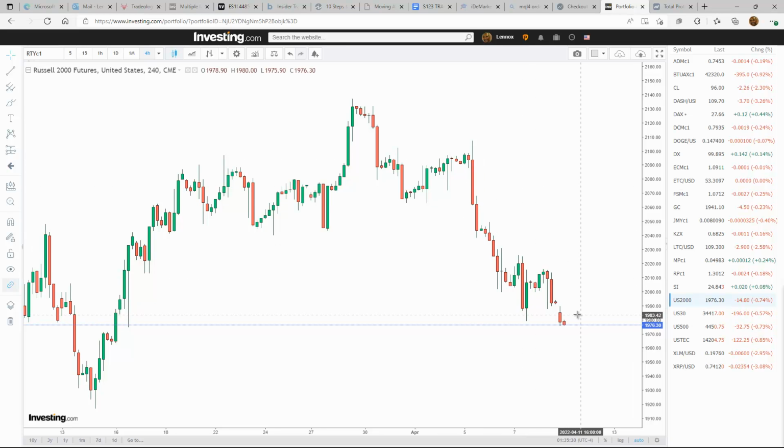The Russell also super weak and heading south as well. So opportunities to trade those to the downside. Any kind of bounces on these would be opportunities to sell going into the week.